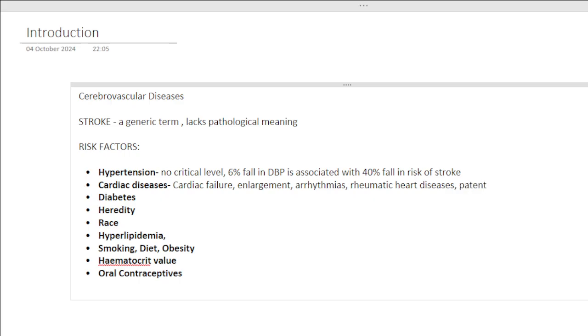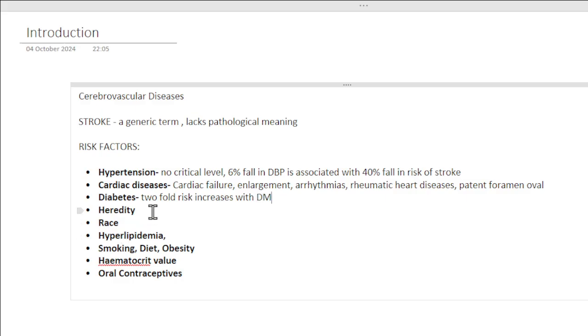You all must know patent foramen ovale, isn't it? So these all have been seen with increased risk of cerebrovascular diseases. Diabetes, well, you can say twofold risk increases with diabetes.